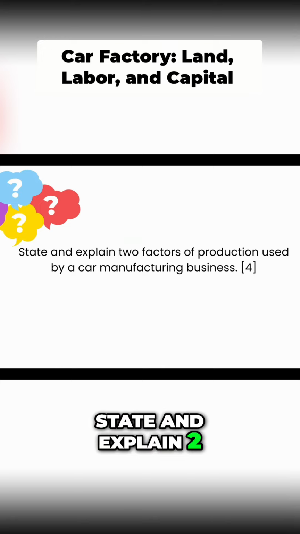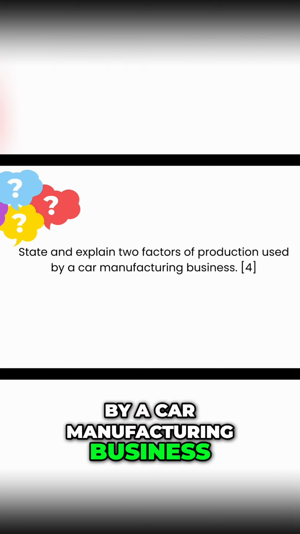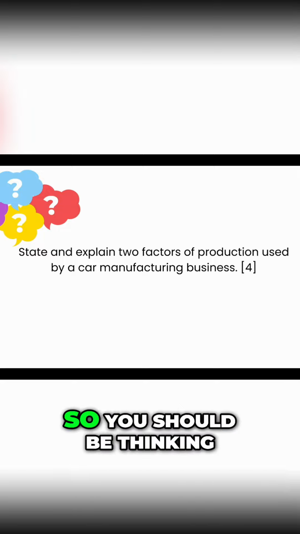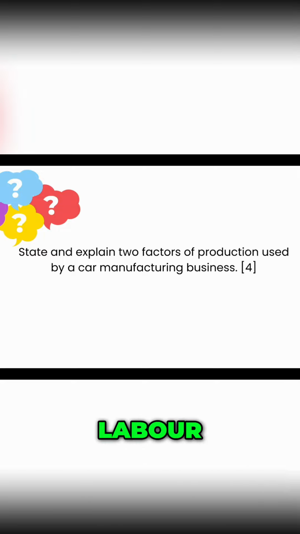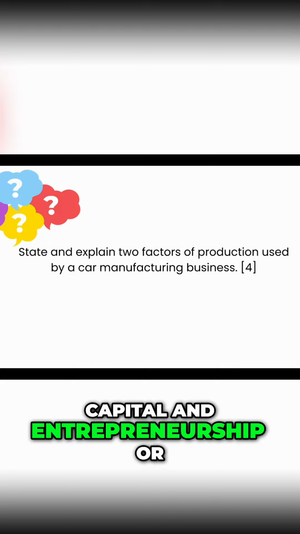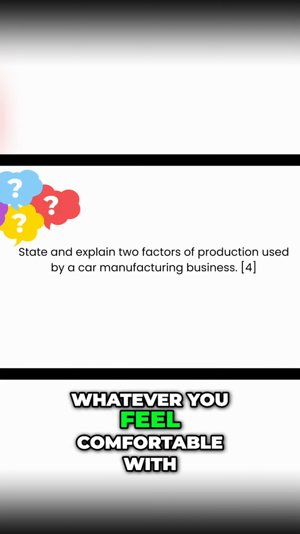State and explain 2 factors of production used by a car manufacturing business. And this will be for 4 marks. So you should be thinking, what are the 4 factors of production? Land, labor, capital, and entrepreneurship or the enterprise. Now you could choose any 2 you wish, whatever you feel comfortable with.